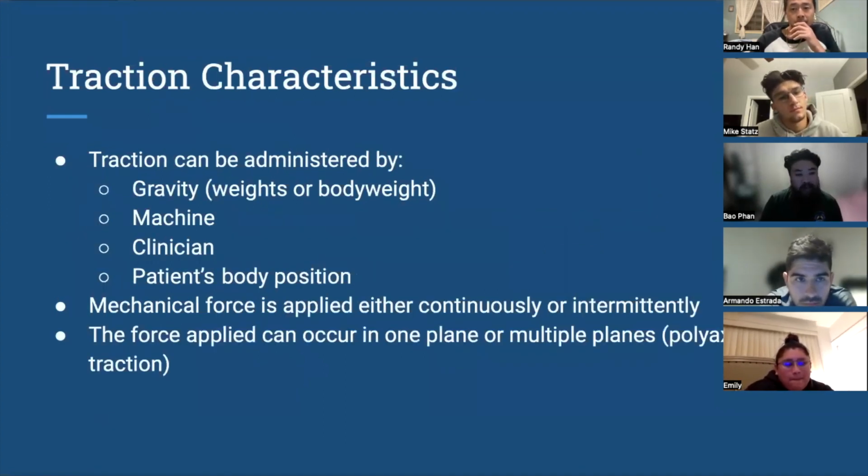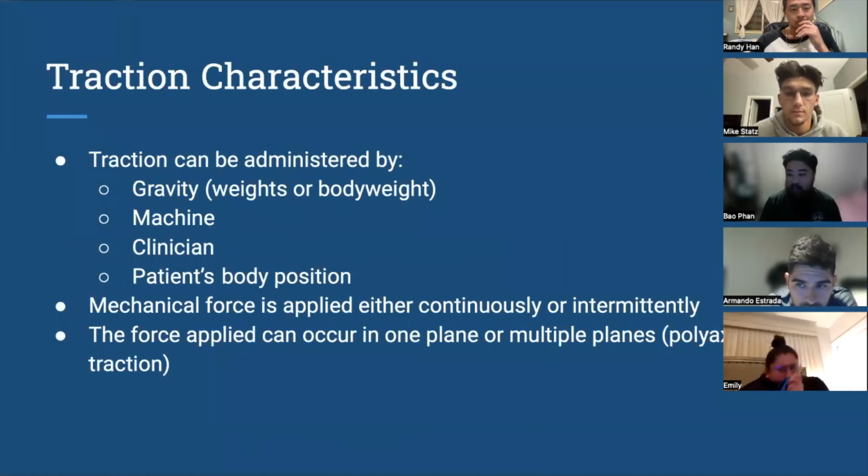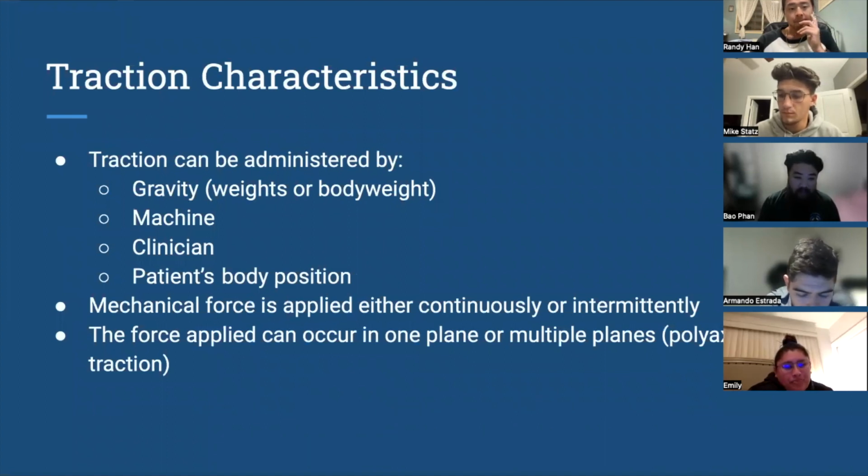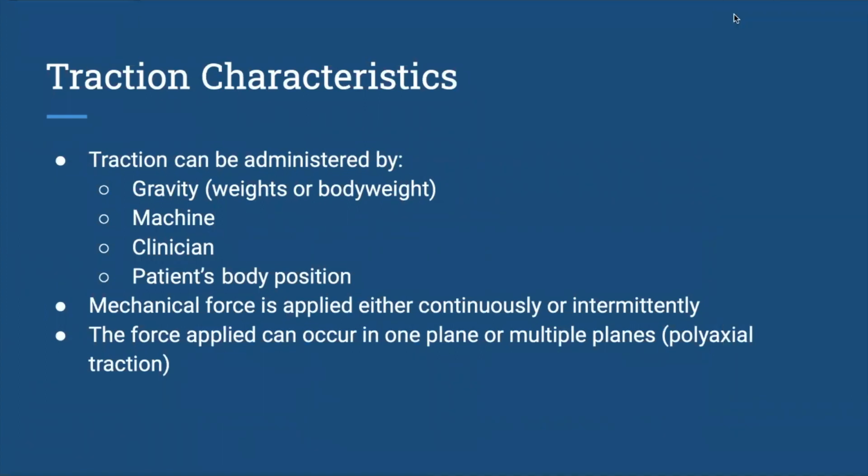Characteristics of traction. It can be administered by gravity, so we're going to use weights, or we're going to use our body weight. It can be applied by a machine, the clinician itself, or the body position of the patient. The mechanical force that's applied can either be continuous or intermittent, and it can occur in one plane or multiple planes.